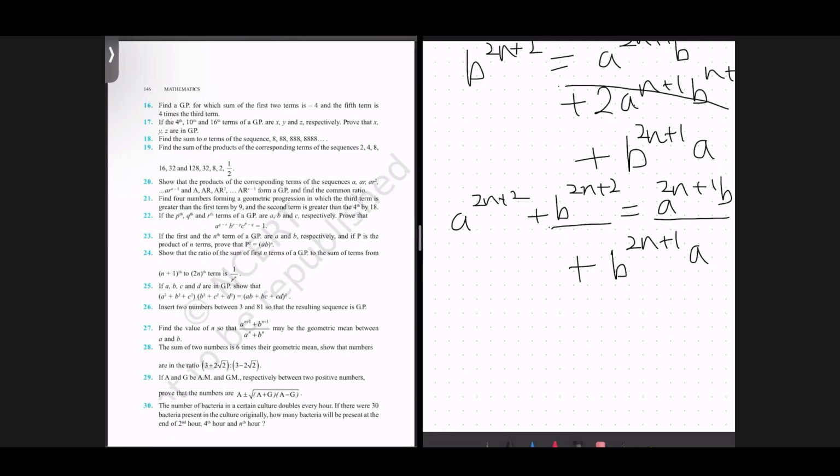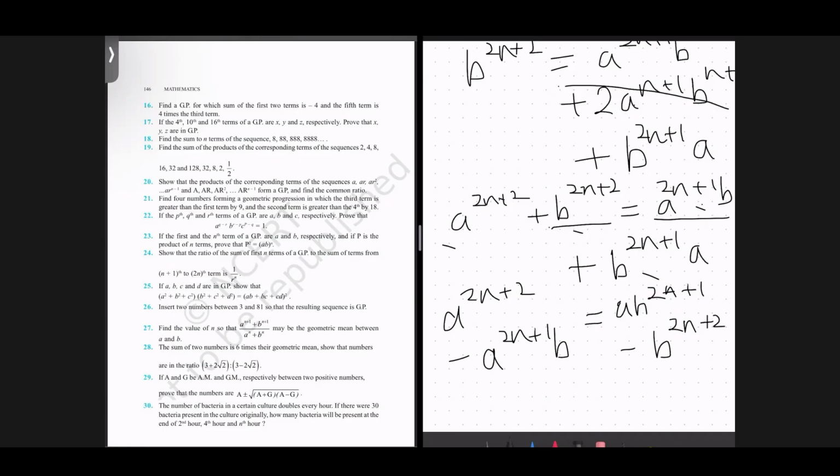You should do that because you'll be able to see that you can take a raised to the power 2n plus 1 common from this and this term, and you can take b raised to the power 2n plus 1 common from this and this term, right? So let's do that. In the LHS, you get a raised to the power 2n plus 2 minus a raised to the power 2n plus 1 b. And on the RHS, you get b raised to the power 2n plus 1 a minus b raised to the power 2n plus 2.